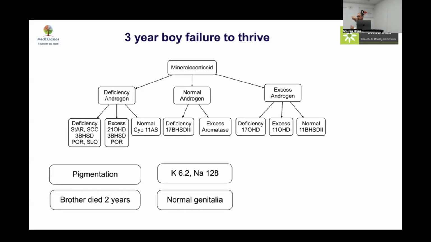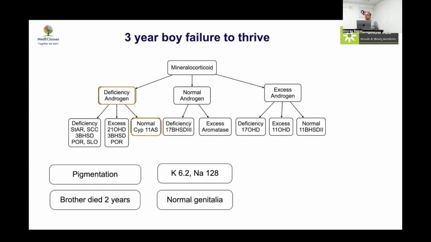So we have to look for the androgen. You have deficiency of mineralocorticoid. Androgen seems to be normal. It doesn't have precocious puberty, nothing. So do you think this is an aldosterone synthesis defect? No pigmentation in that. So that is an important clue to look at in that perspective. So what do you think is happening here?